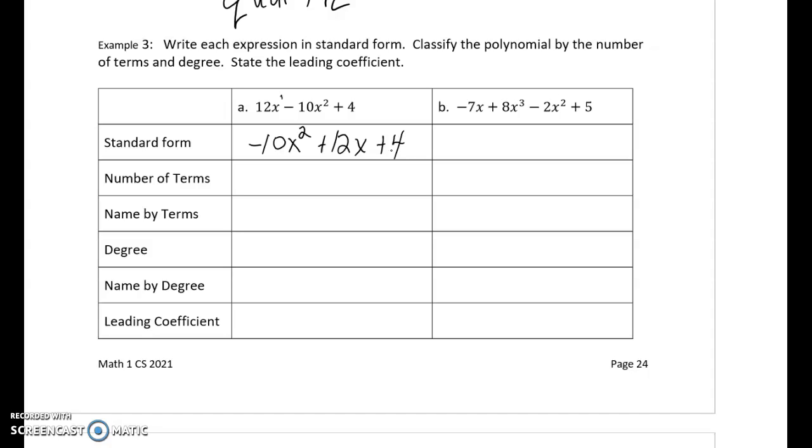Let's move down the table. The number of terms, again, is 3. We need to classify based off of the number of terms, so since there are 3 terms, it's considered a trinomial. We have to make sure that when we classify these polynomials, we know whether we are classifying by terms or by degree. Next, we want to know the degree of this polynomial. We're looking at the biggest exponent. Here the biggest exponent is 2, so it's degree 2, meaning it is a quadratic.